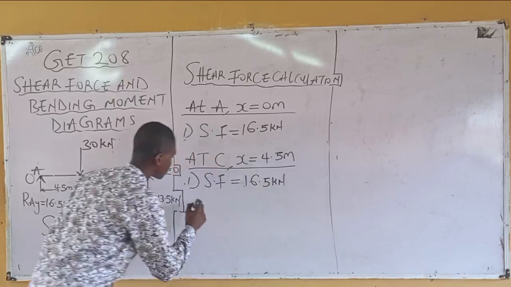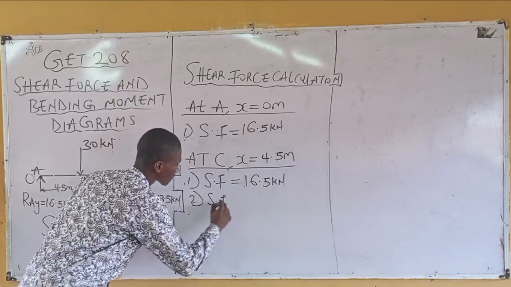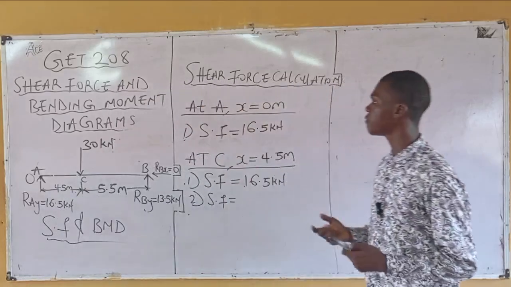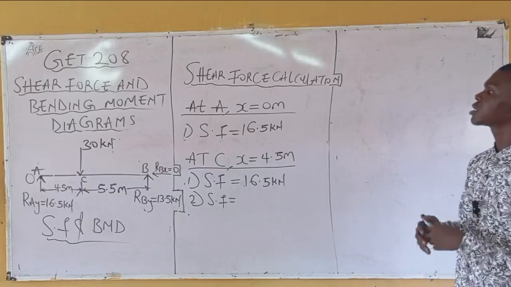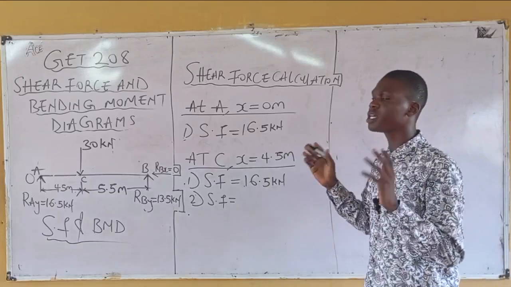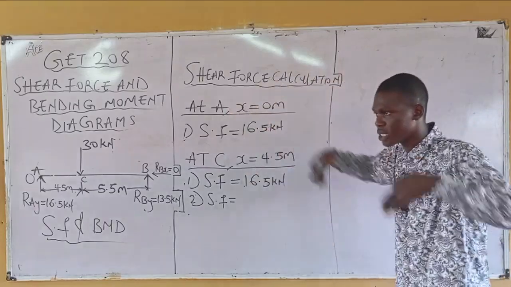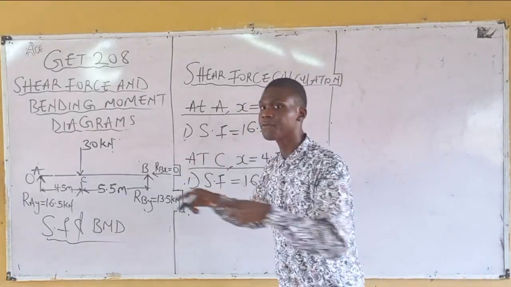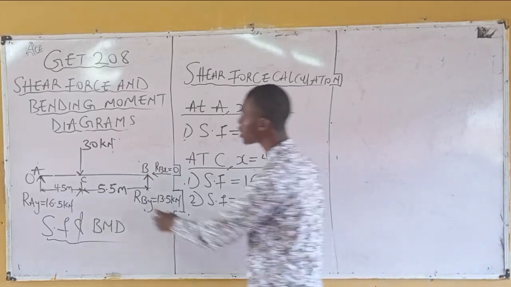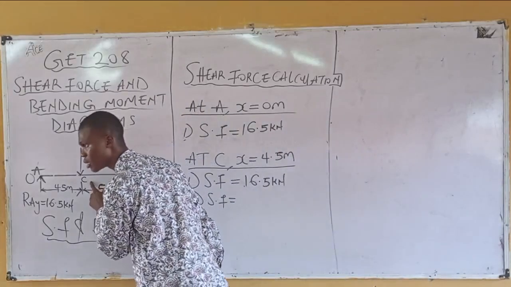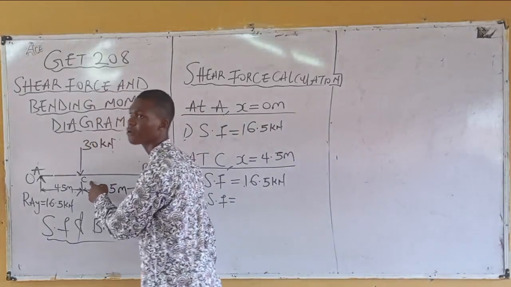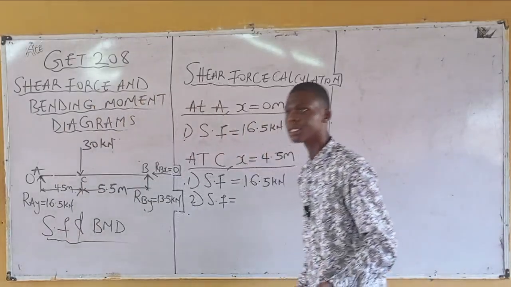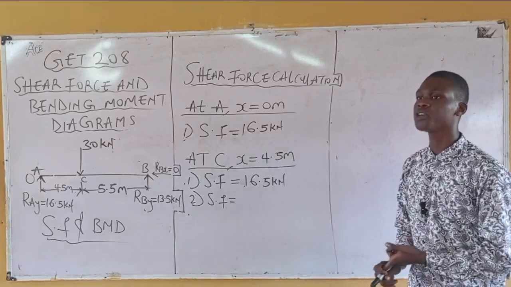kilonewton. Check number 2. What do you have? I said the number 2 value of shear force at a point is the combination, meaning the forces behind and the force on that point. Are you getting me? Now, I'm still on C, right? The forces behind, what's the value? 16.5. The force on C, what's the value? 30. So the algebraic sum will give you what?